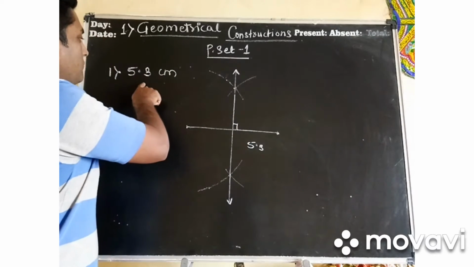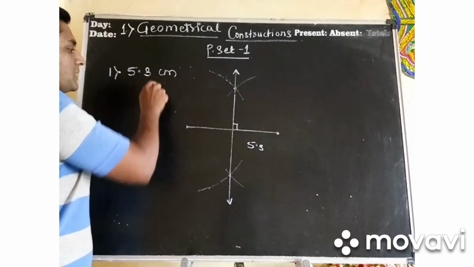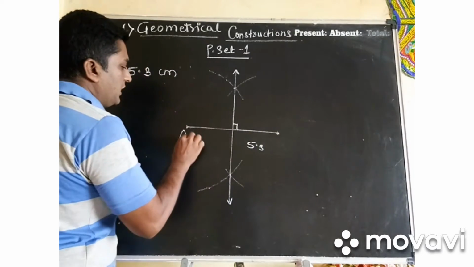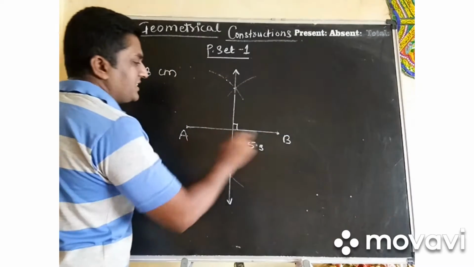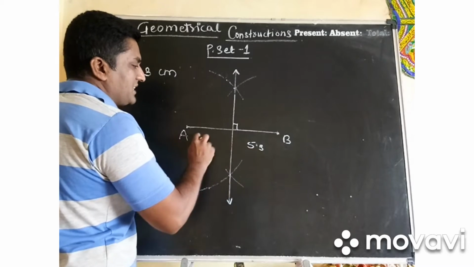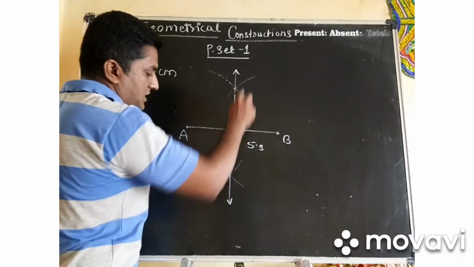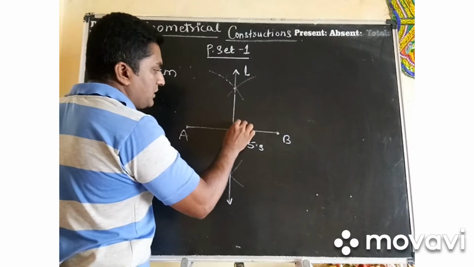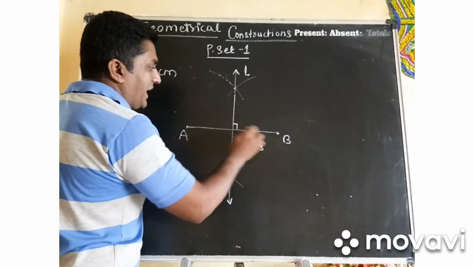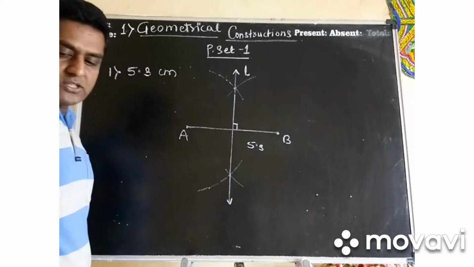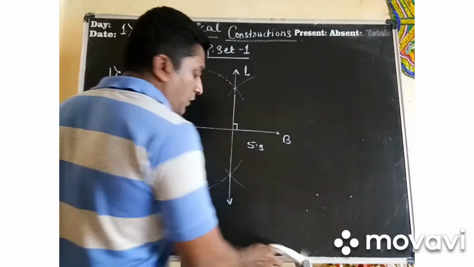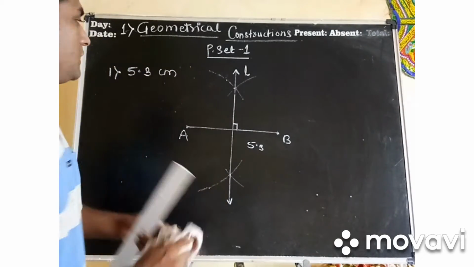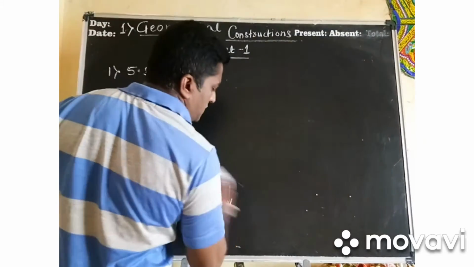So this is the answer of question number 1, 5.3. If you want, give the names A, B. AB is the segment which has 5.3 as its length, and this you can call line L, which is the perpendicular bisector, meaning it cuts the given segment at 90 degrees. This is the answer of the first question. Now let us see the second one. Hope you must have understood.